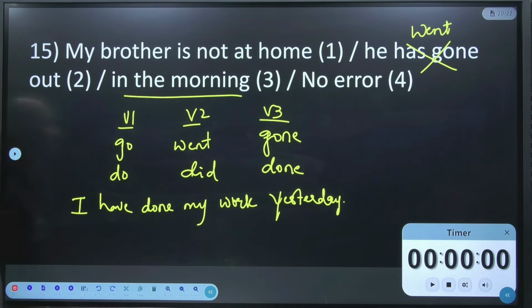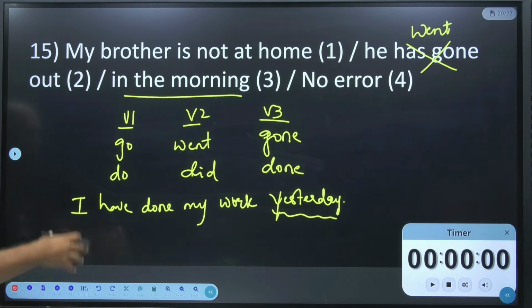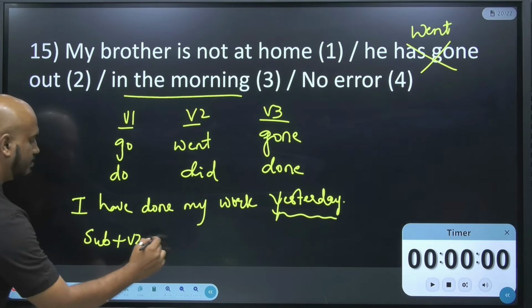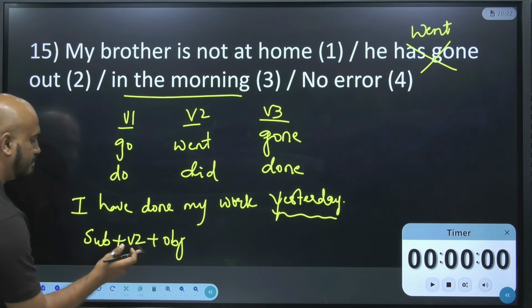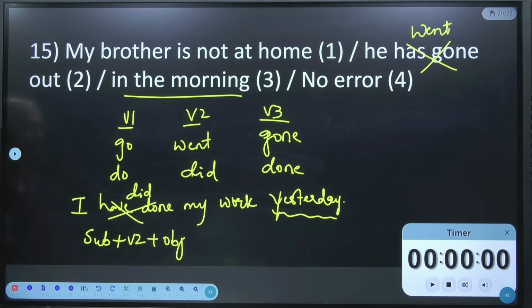So what do you think the error is? Of course, you would say, since I've used a timeline called yesterday, which is of the past, which is already completed, I have to write this in simple past. And the structure of simple past is subject plus V2 plus object. V2 refers to the past form of the verb, and hence it should be: I did my work yesterday. So I believe you guys are absolutely clear.